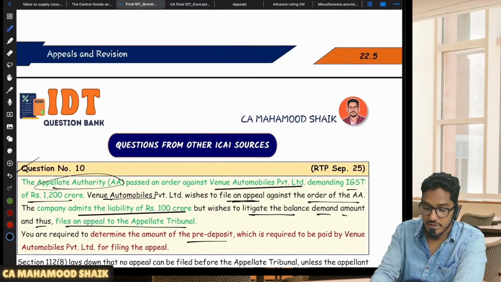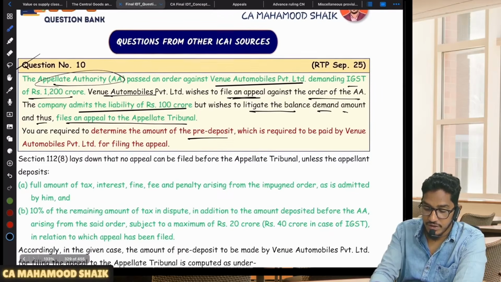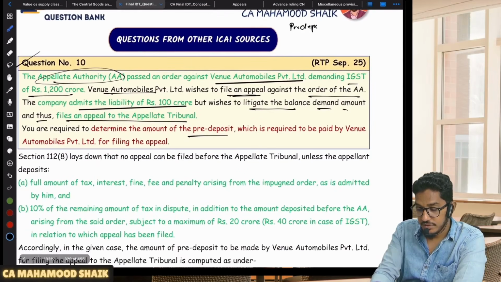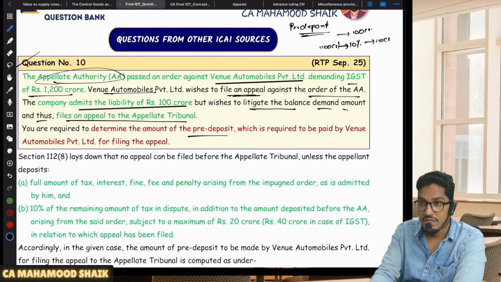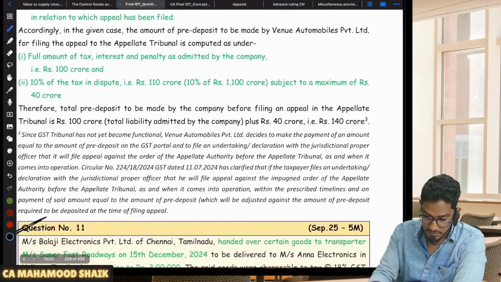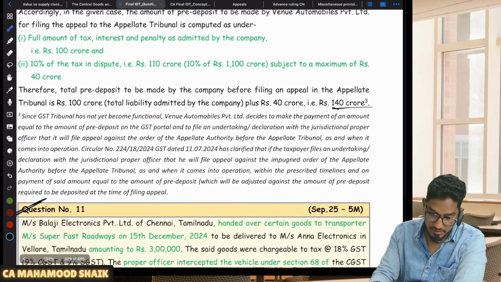Tell me your total pre-deposit, how much is required to be paid before I go for appeal? First one, 100% of the admitted liability you have to pay. That means that 100 crores you have to pay. Then disputed amount is how much? 1100 crores. In that, 10%. So 10% will come to how much? 110 crores. But there is a maximum limit. What is the maximum limit? 40. So you will not pay 110. Subject to a maximum of 40 crores only you will deposit. So 100 plus 40, total 140 crores you will deposit. That's short. The same thing they will try to say it here.